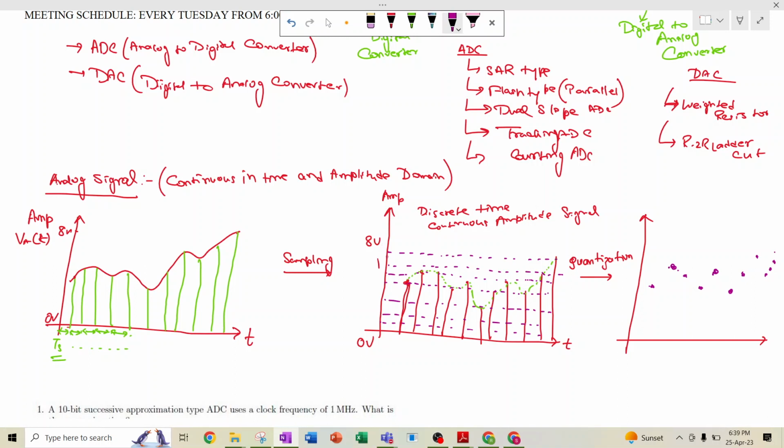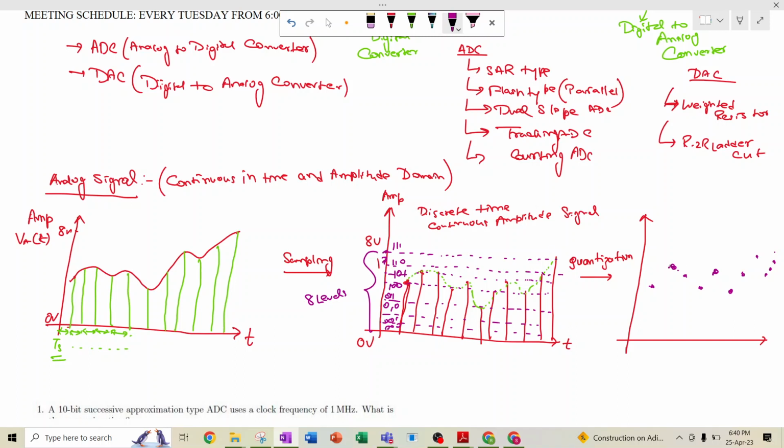So now if we quantized this thing into 8 levels, the total is 8 levels, and we can denote each level by some value. Suppose the 8th level, that is 8 volt, we denote by 111. The seventh level, that is 7 volt, we denote by 110. Then we denote the rest by 101, 100, 011, 010, 001, and 000. These are the 8 levels.